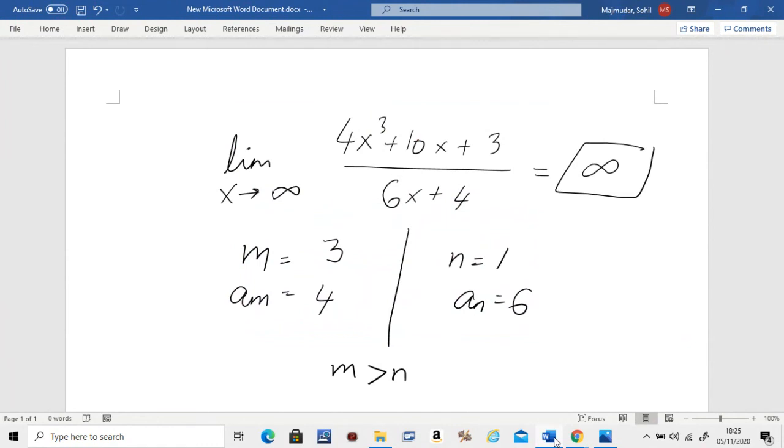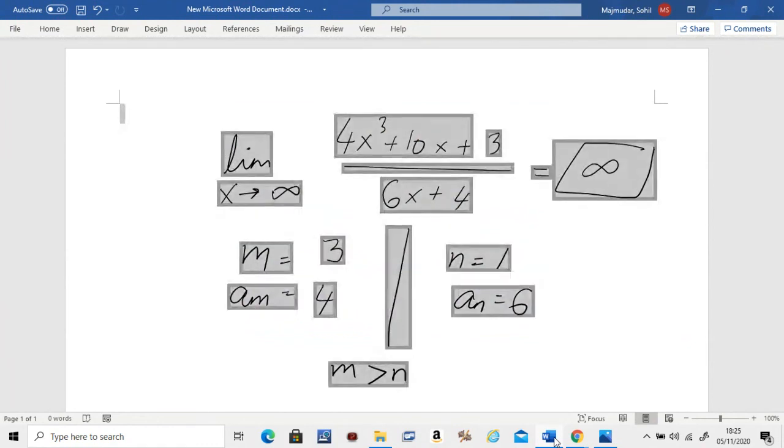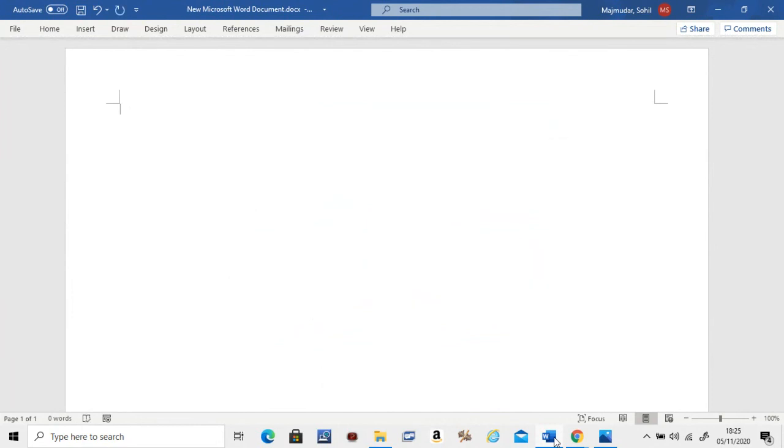Let's do one more, where the answer should be 0. I shouldn't tell you the answer is 0, but let's see. Limit as x approaches negative infinity of (x squared + 3) divided by (x cubed + 10).